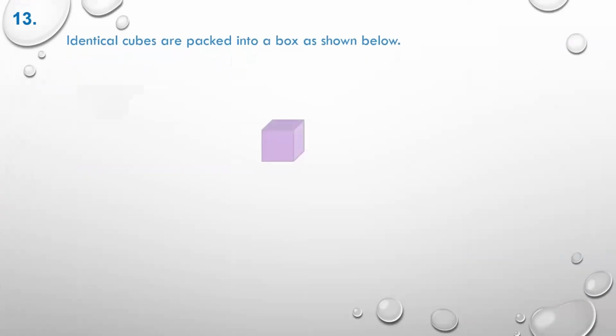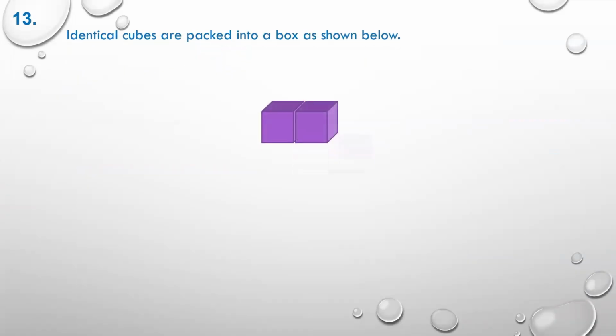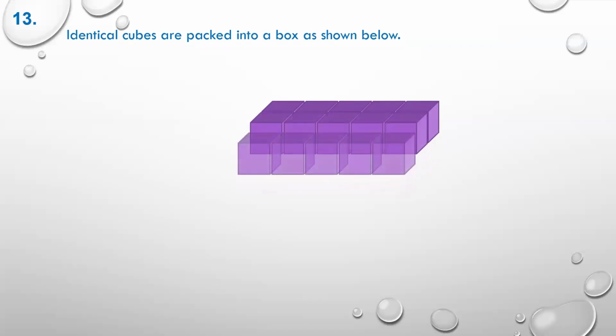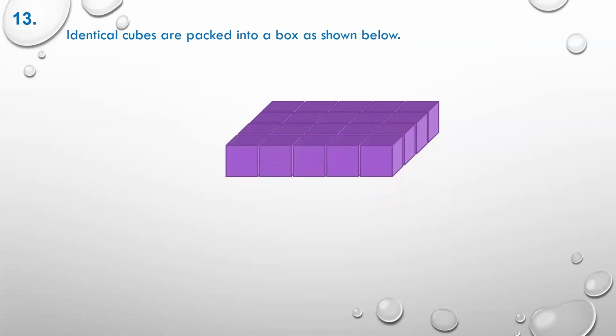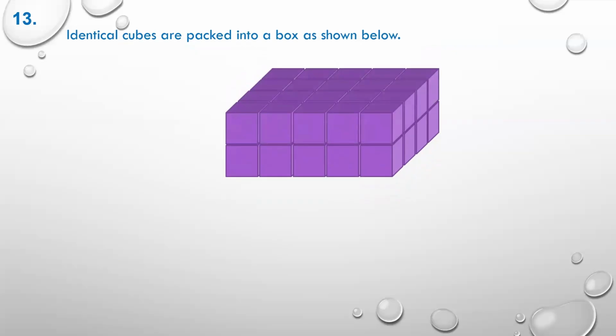Number 13. Identical cubes are packed into a box as shown below. Now I'm bringing them up one at a time for you to see, but it was actually given as the entire shape all in one. So it had 1, 2, 3, 4, 5, another row of 5, another row, 4 rows of 5s. And then this. So what the students saw for the SEA was this entire shape. And they're asking, since this was made up of identical cubes, how many cubes are in the box?